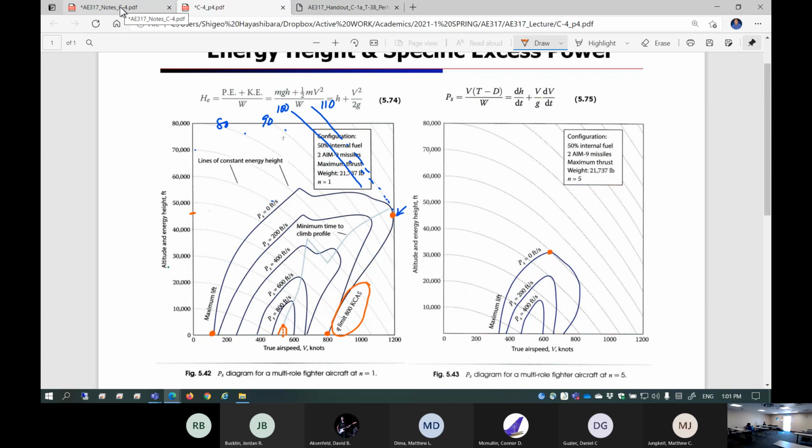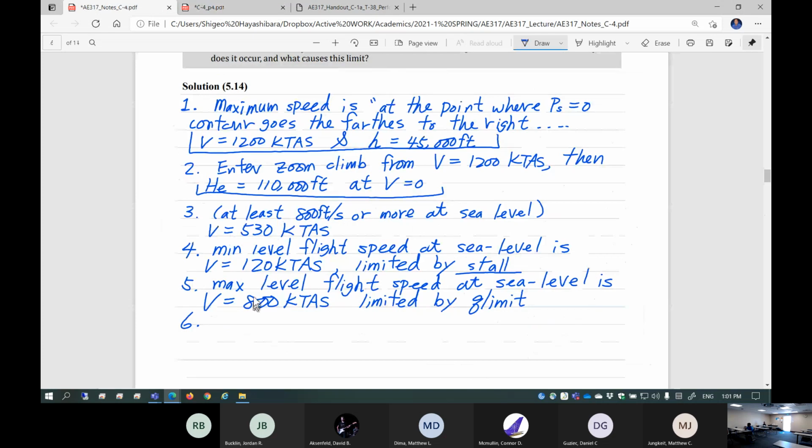So for number 6, n equal to 5, this is the absolute ceiling, which is 32,000 feet, and the velocity V is 670 knots true airspeed.